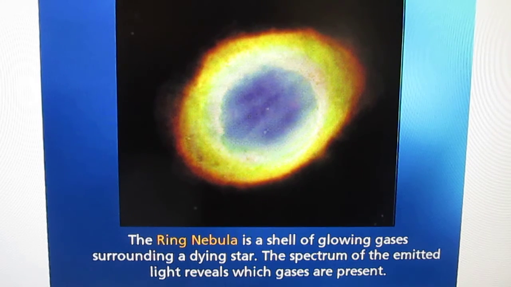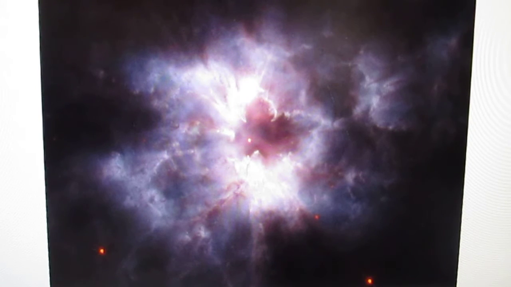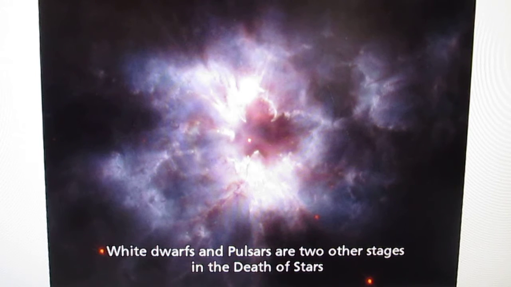Here's the exploded Ring Nebula. Star in the center, gases exploding concentrically outward. Another view of the Ring Nebula taken in infrared wavelength. This is an image of a white dwarf star. White dwarfs and pulsars are two death stages of stars. They're the collapsed stars from intermediate and low main sequence stars like our sun.